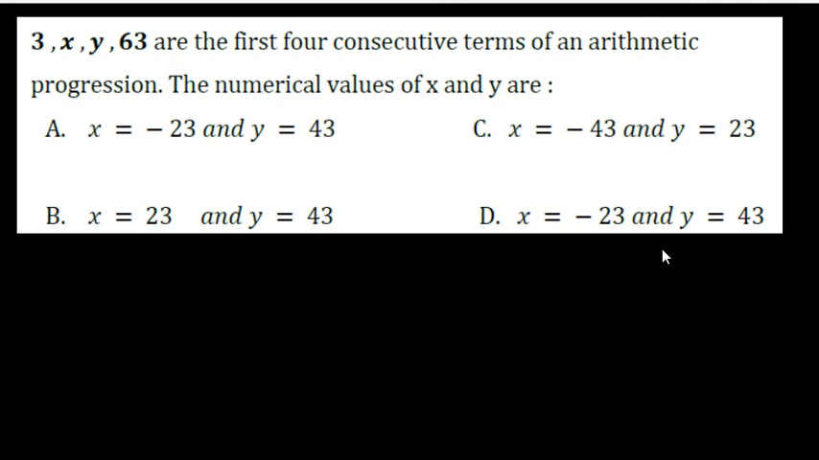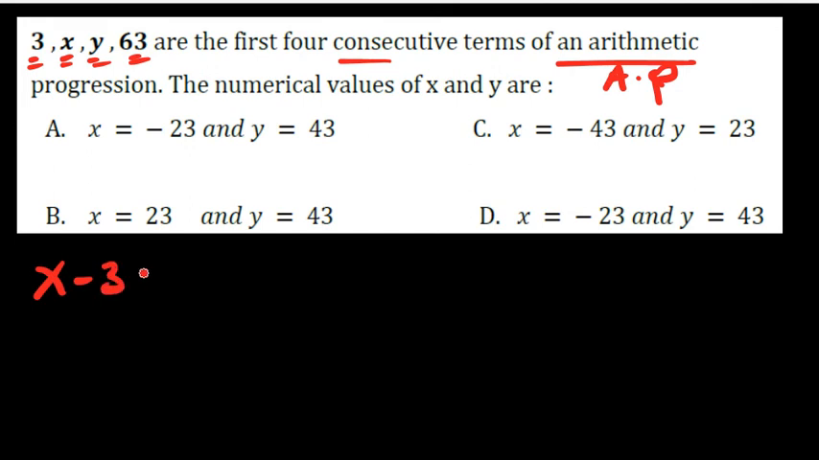The next question again is a sequence, as you see. It says 3, x, y, and 63 are 4 consecutive terms of an arithmetic sequence. In case of arithmetic progression, you know, there is a common difference. Consecutive terms will differ by some constant. That constant is the common difference. We know that. So if they are arithmetic, the difference between 3 and x, that means the second minus the first, or the third minus the second, or the fourth minus the third, will be the same.